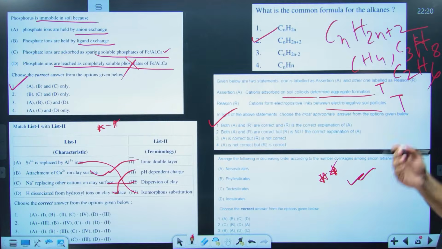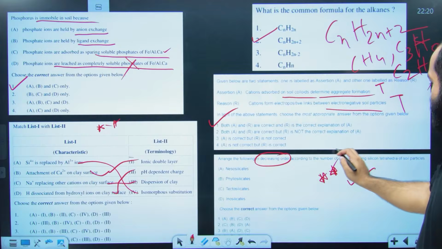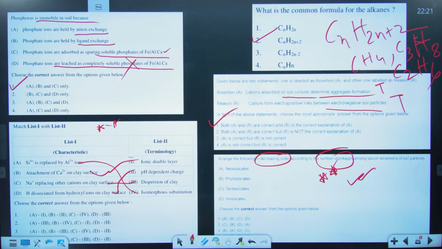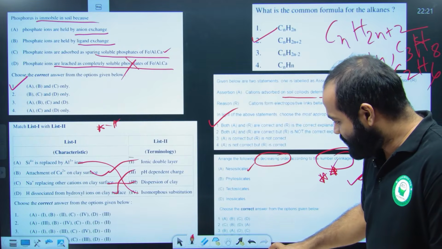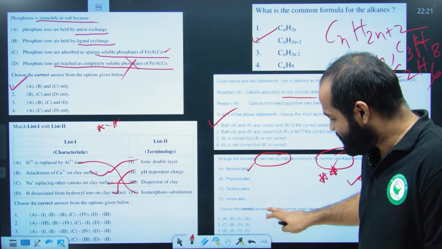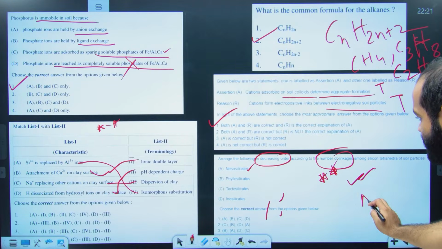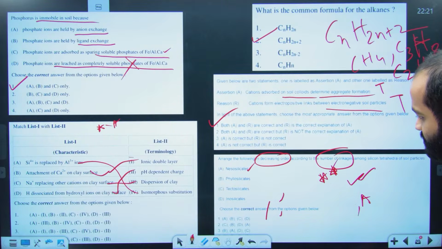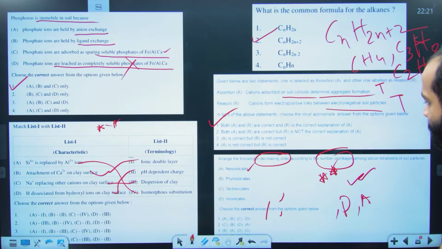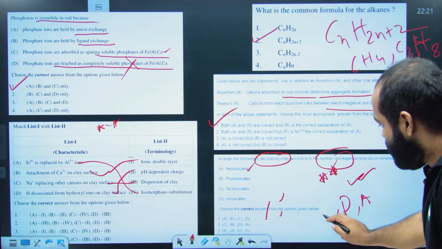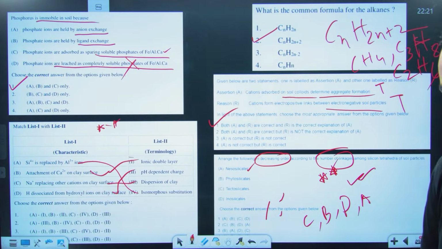For this, arrange the following in decreasing order. Decreasing order of number of linkages, ज्यादा से छोटा. So सबसे पहले रहेगा नेसोसिलिकेट, सबसे लास्ट में. ऑप्शन देखने का जरूरत नहीं है. We will write it. A will be in the last. Then it will be D. Then it will be B. Then it will be C. So it will be CBDA, है ना? CBDA, option 2.